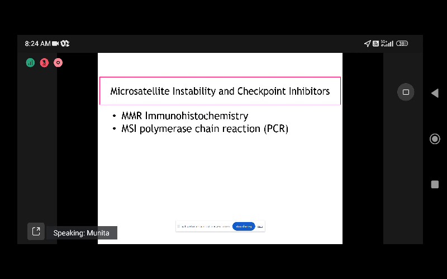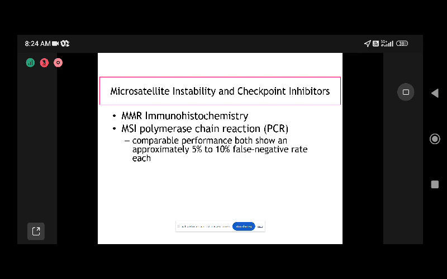So when we have tumors which have mismatch repair defects, they tend to produce microsatellite instability. These are two terms which are used interchangeably. When tumors have mismatch repair deficiency, they also have microsatellite instability. Both terms are used to reflect mismatch repair defects.